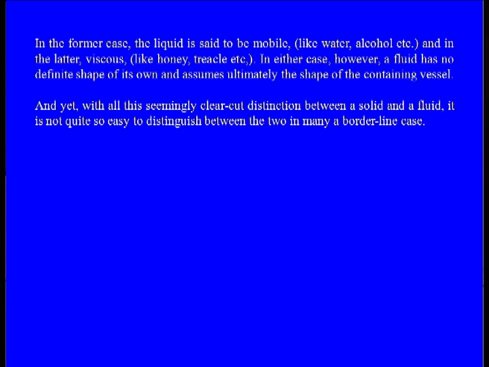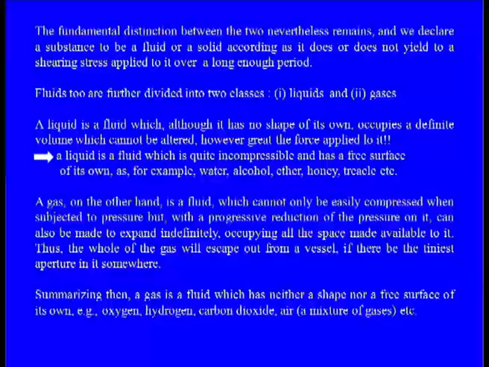In either case, however, a fluid has no definite shape of its own and assumes ultimately the shape of the containing vessel. And yet, with all these seemingly clear-cut distinctions between a solid and a fluid, it is not quite so easy to distinguish between the two in many a borderline case. There are many borderline cases where you cannot exactly distinguish which one is solid and which one is fluid. The fundamental distinction between the two nevertheless remains, and we declare a substance to be a fluid or a solid according as it does or does not yield to a shearing stress applied to it over a long enough period.